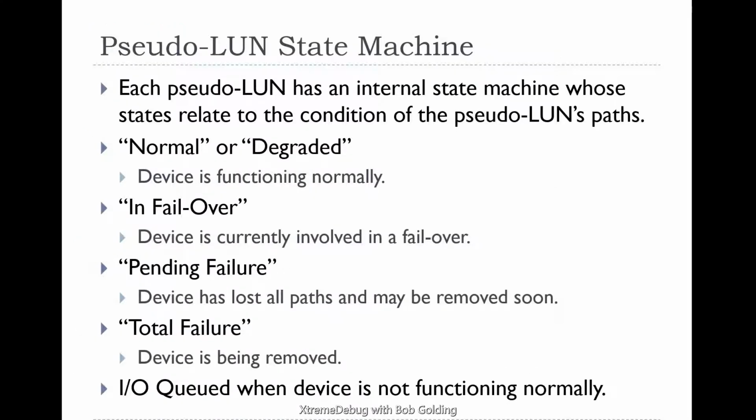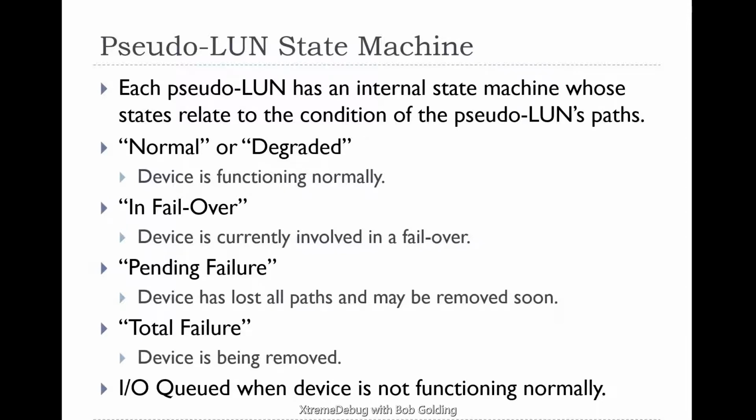The Pseudo-LUN has a state machine, and the state machine states are presented in the slide. And we cycle through the states when the failover occurs, and when the failover is completed, it will be either normal or degraded. Normal means that all paths are online and functioning. Degraded means everything's online and functioning normally, except that at least one path is missing.